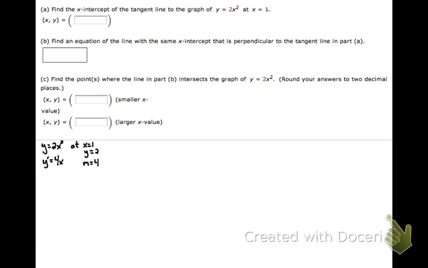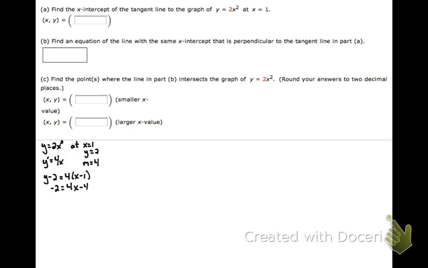So I prefer point slope form. So this means that the tangent line has an equation of y minus 2 equals 4 times x minus 1. And the x-intercept has a y value of 0. So negative 2 equals 4x minus 4.